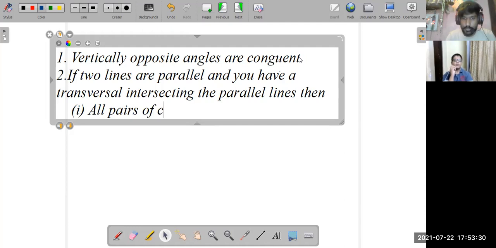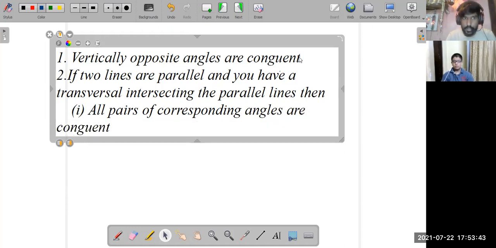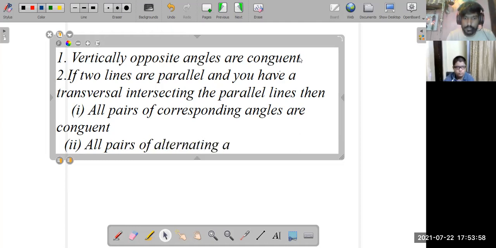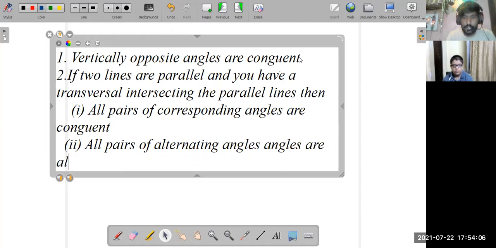All pairs of corresponding angles are congruent. Second point, all pairs of alternate angles also will be congruent. All pairs of alternate angles are also congruent.